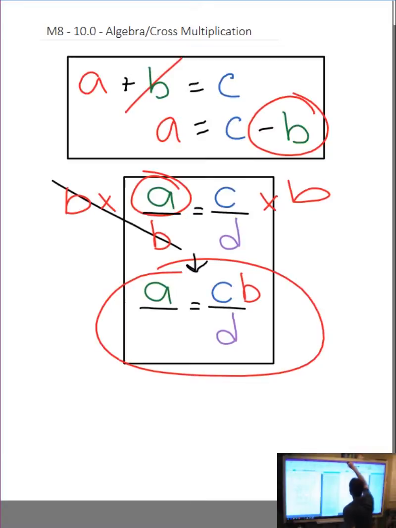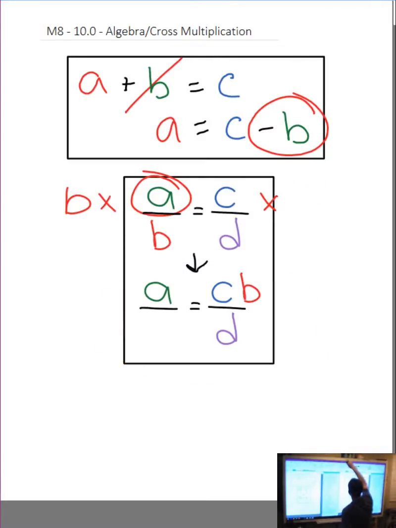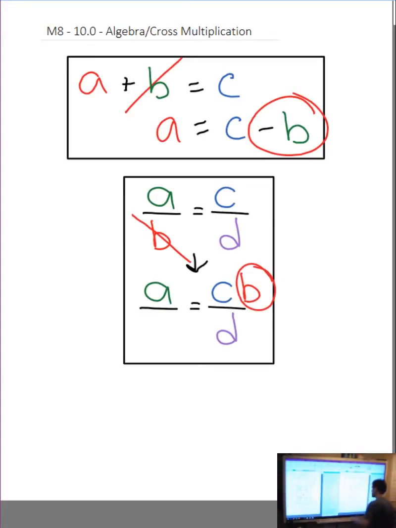Now instead of doing all that, I'm just simply going to cross off the b and put it up here next to the c. Called cross multiplication. I could also move the d up, but I don't have to. So many people learned that you had to. Just bring the b up. I'm going to erase that crossing off. I'm going to erase that b. Don't even have to cross it off. Just bring it up.